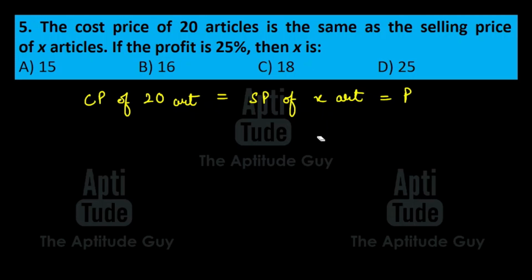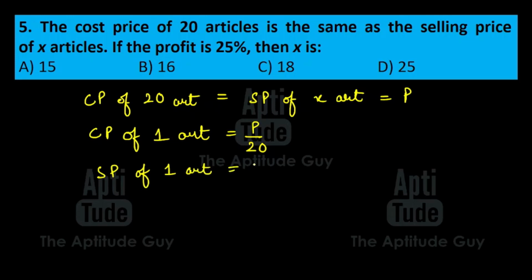Alright, now what do we learn from this? We have cost price of 20 articles equals P. That means what is the cost price of one article? Like we studied in the previous question, whatever becomes 1, that goes to the denominator. So cost price of 20 articles is P, cost price of one article is P by 20. Similarly, selling price of X articles is P, so selling price of one article is equal to P by X. Because X becomes 1, X goes in the denominator.